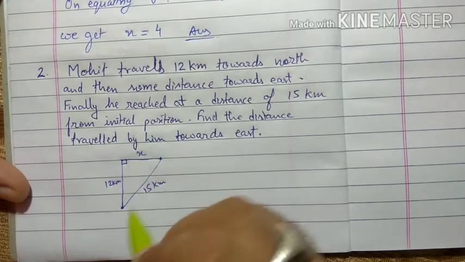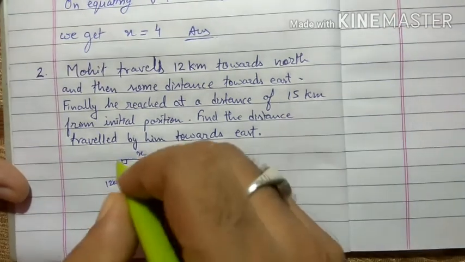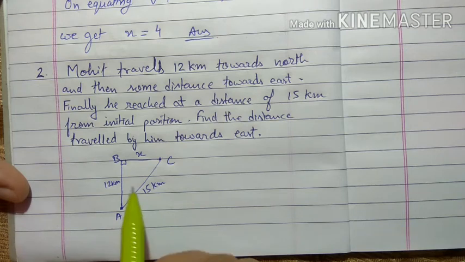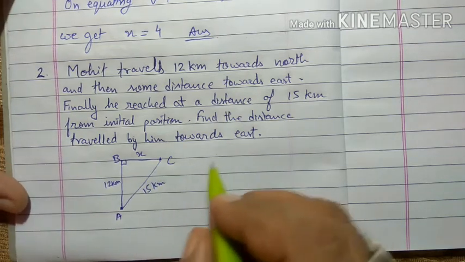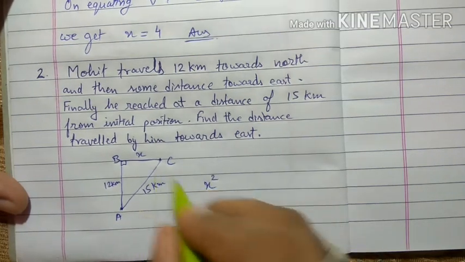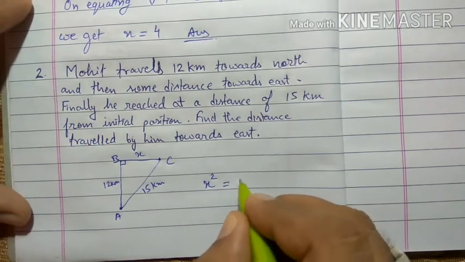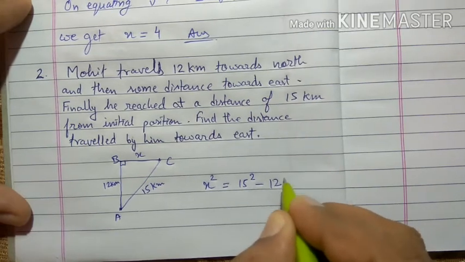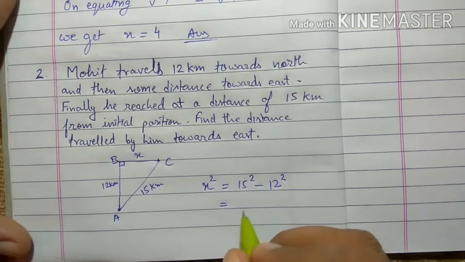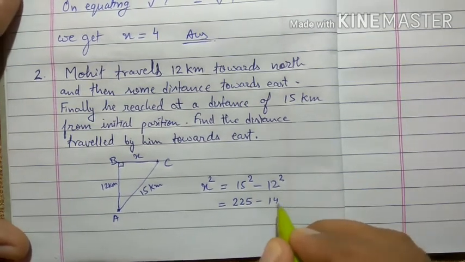So as we know, this is a right angle triangle. Suppose it is A, B and C. So we may find out BC. So we should apply Pythagoras theorem in it and find x. Since AC is the hypotenuse, x square is equal to hypotenuse square minus base square, means 15 square minus 12 square. We will do this and find the value of x square. So 15 square is 225 minus 12 square is 144.